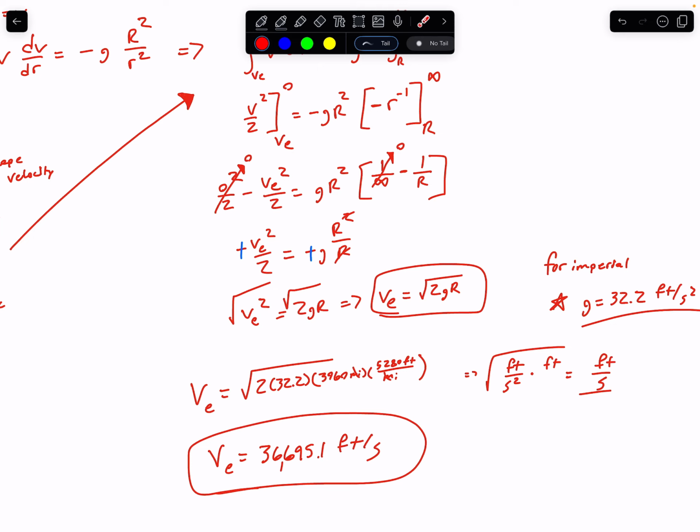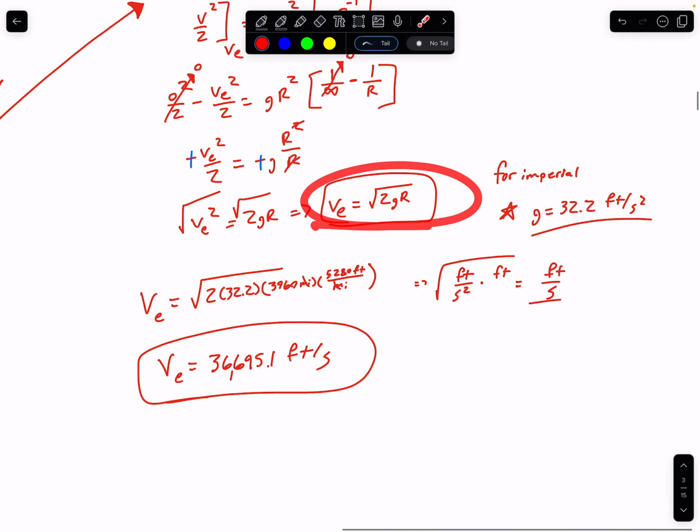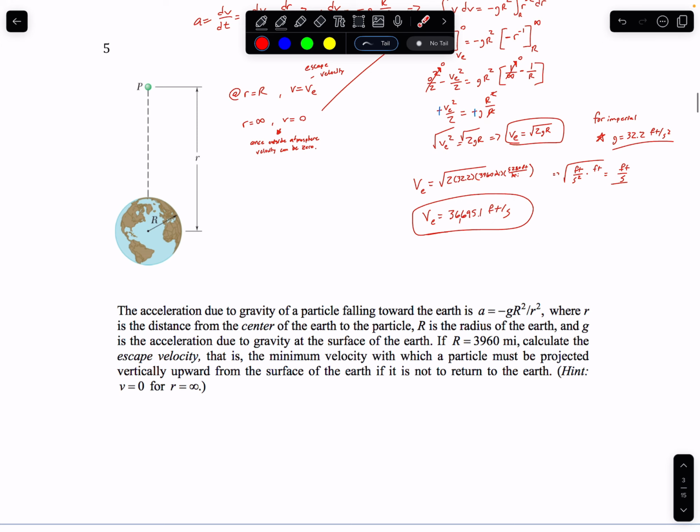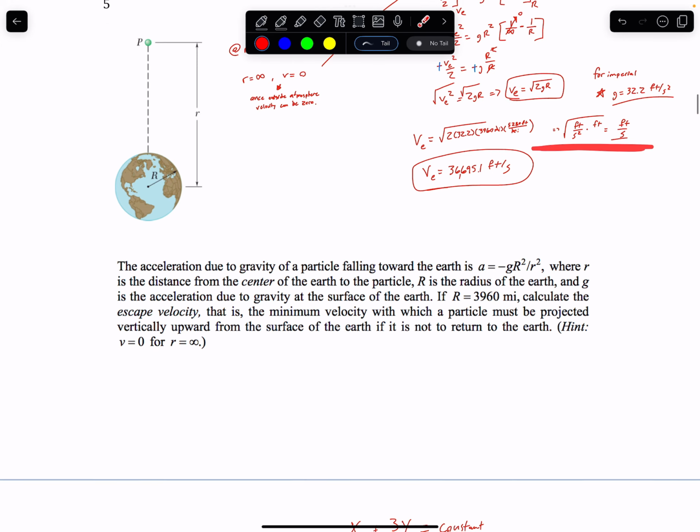We have escape velocity squared is equal to 2 times gravity times the radius of the Earth. That's just our final escape velocity equation. Once you plug in these three constants, our final escape velocity is 36,695.1 feet per second. It's also important to note making sure we're using the right gravity, which is 32.2 feet per second squared. That's just a unit check to make sure it checks out.